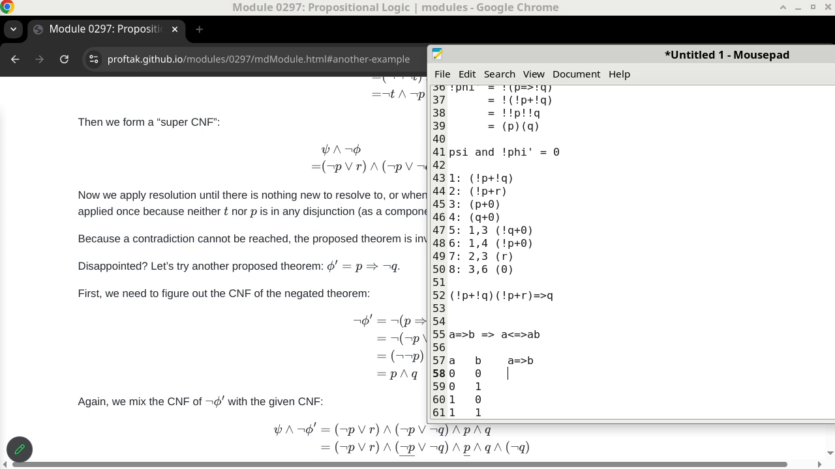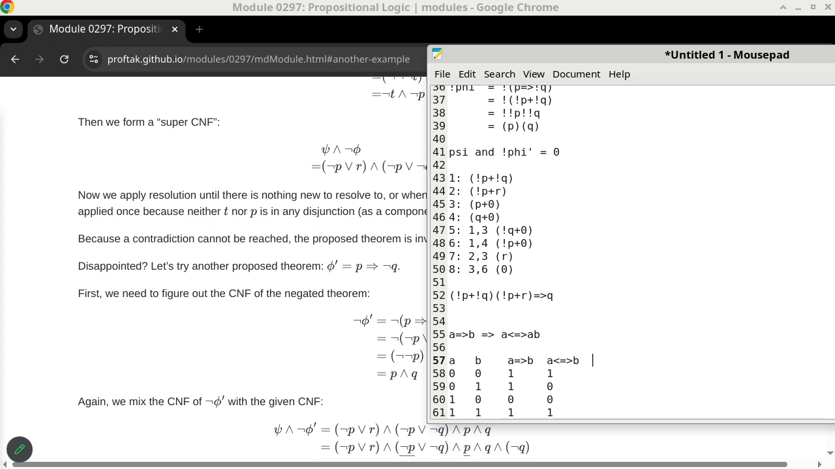So this is true, true. This is the only false. This is true. Okay. So now we have A if and only if B, which means A and B are the same. So this is true. This is false. This is false, and wait, you're correct, this is true. So now we look at A implies B implies A if and only if B if and only if AB.